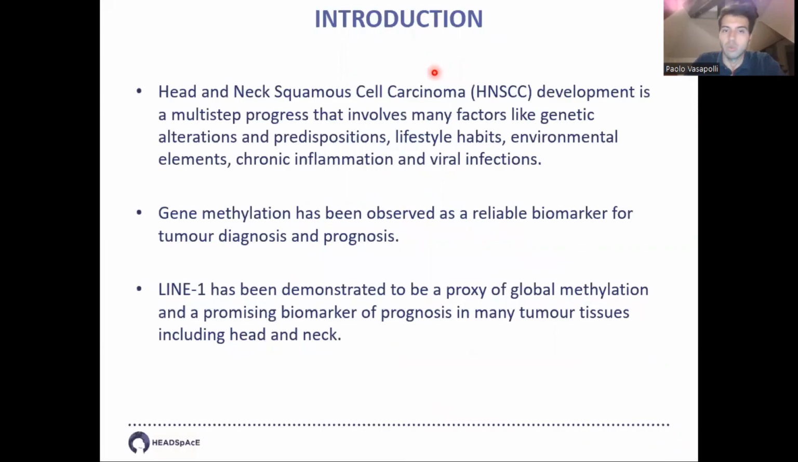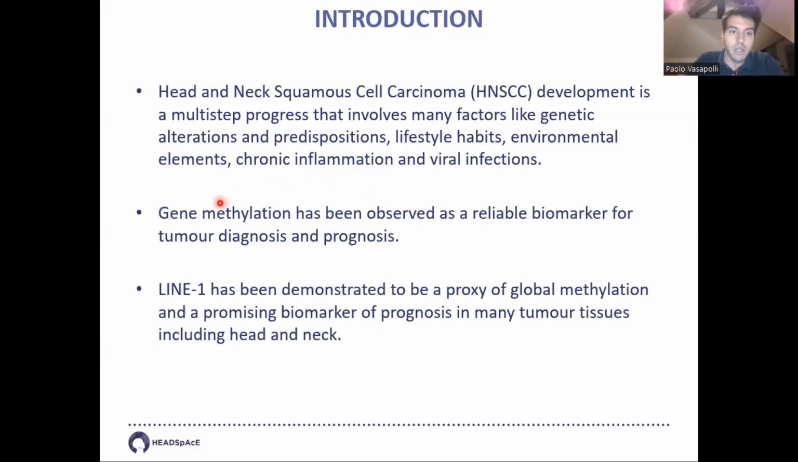As you know, head and neck squamous cell carcinoma is a multifactorial disease which is caused by many different types of agents. For example, the patient's genetics, their lifestyle or habits, or it could also be caused by environmental factors and viral infection. In the literature, there are many different papers and articles that describe and confirm that head and neck cancer could be related to some specific alteration in genes, alteration in gene expression, and also in gene sequence.